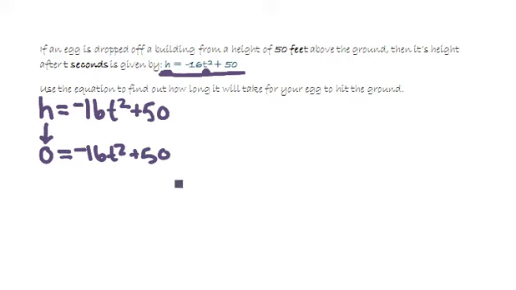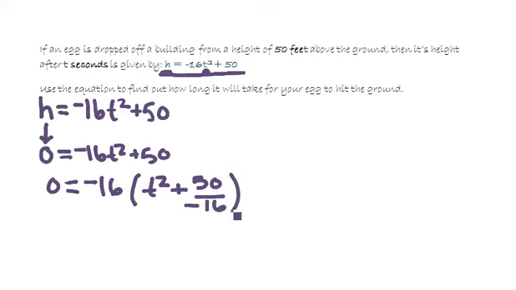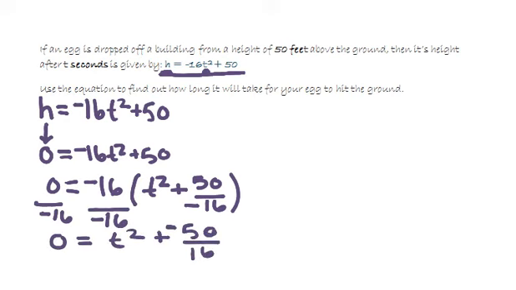So the first thing we'll do is factor out negative 16. This will set 0 equal to negative 16 times the quantity t squared added to 50 divided by negative 16. Now we're going to just get rid of the negative 16 by simply dividing both sides of the equation by negative 16, which we just factored out. This means that 0 is equal to t squared plus negative 50 divided by 16.